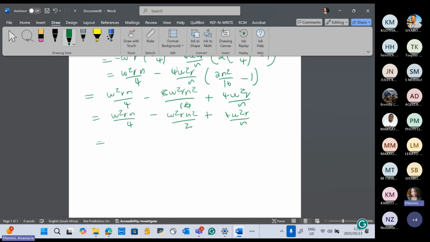Okay, if I factor out, what am I factoring out? I have a w squared, w squared, w squared. W squared r, then I have n over 4 minus... Yes, am I missing something? With the part where it said 2n squared over 16, and on the other side it said 4w squared r over n. Doesn't one n cancel, so it's left with n only? Thank you. So then it will be n over 2, plus 4 over n.